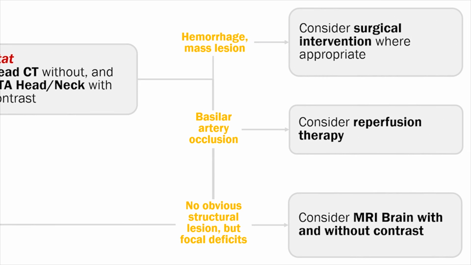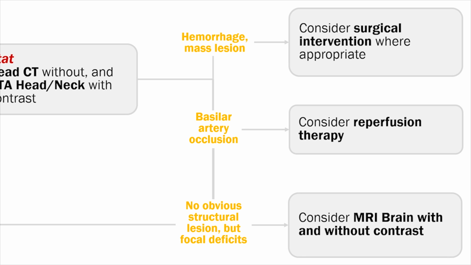If we identify a hemorrhage, then we treat according to the hemorrhage protocol outlined in your stroke talk. For hemorrhages and mass lesions with mass effect, we can consider urgent surgical intervention. Basilar artery thrombosis may be treated with thrombolytics and thrombectomy where appropriate.